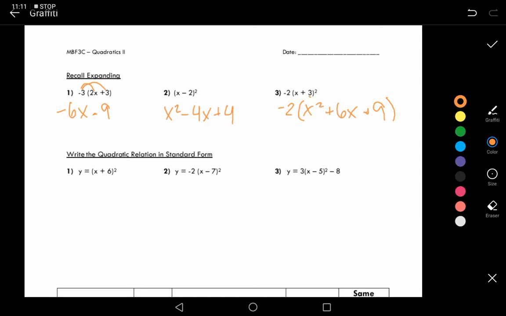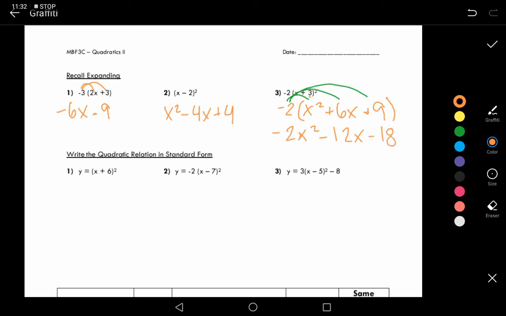Okay, once I've done that, I am now going to use my distributive property. Okay, that means I'm multiplying that negative 2 by everything inside my brackets. So I have negative 2x squared minus 12x minus 18.